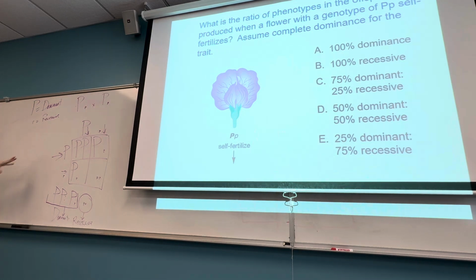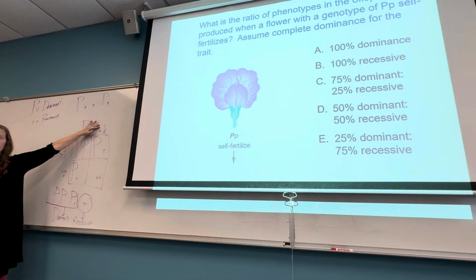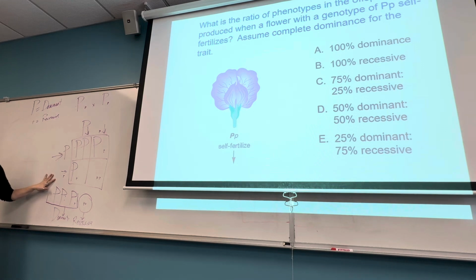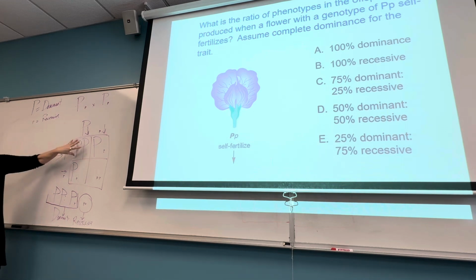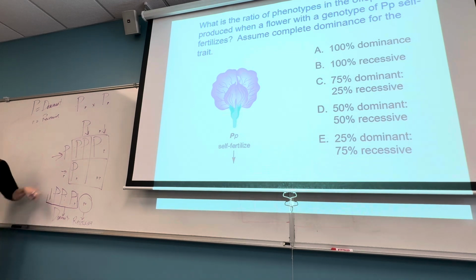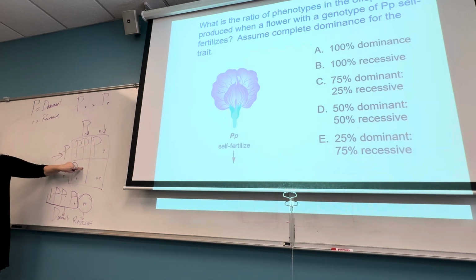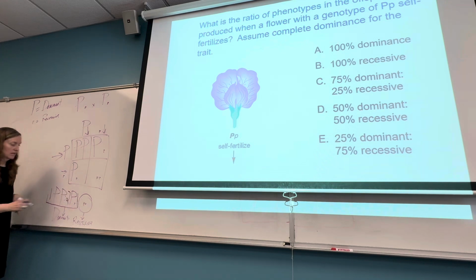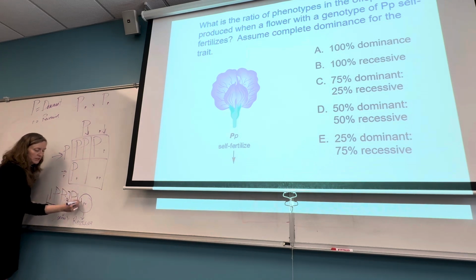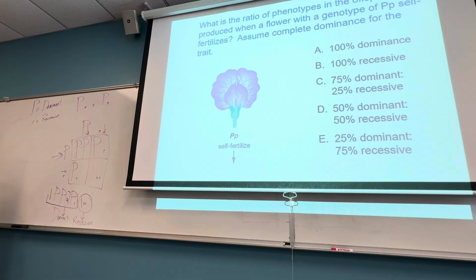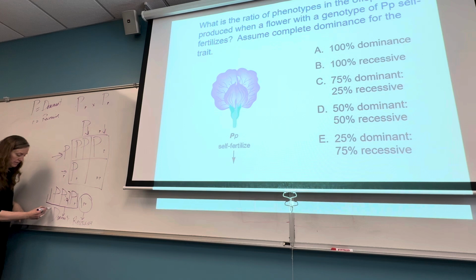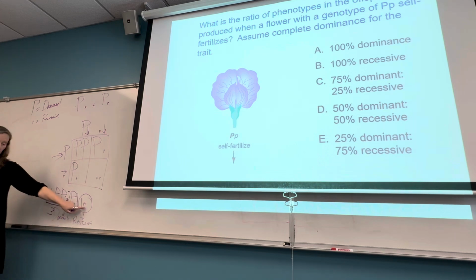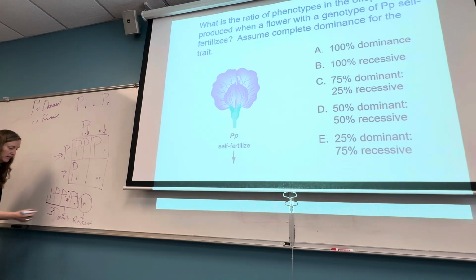So hopefully your Punnett square looked like this, where you put a big P, little p parent on the top and a big P, little p parent on the side. We ended up getting 1 big P, homozygous dominant, 2 big P, little p heterozygous, and 1 little p, homozygous recessive. Big P, and big P, little p are going to show the dominant trait, and little p is going to show the recessive trait.